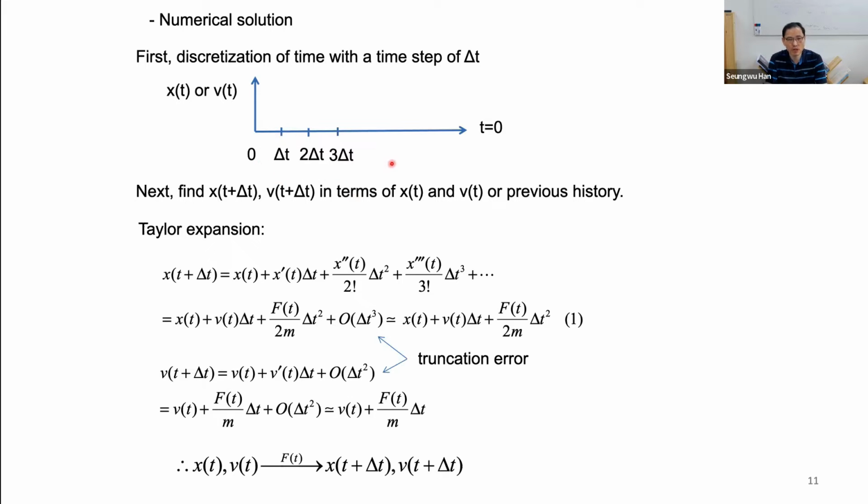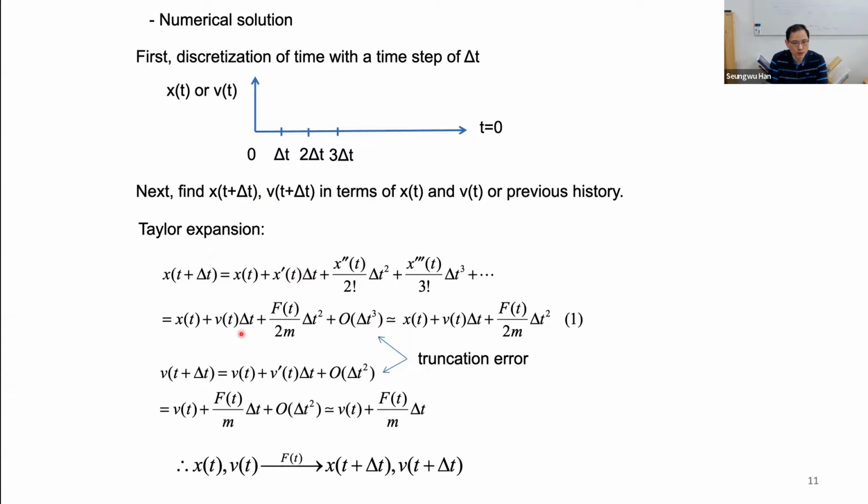And then our question becomes: given the position and the velocity at time t, what are the position and velocity at the next step? Here we also make use of the Taylor expansion. x(t plus delta t) is given by this Taylor expansion, and the first derivative is the velocity. The second derivative is the force, right? F equals ma, or a equals F over m, sorry. And we ignore the last term, which is the truncation error.